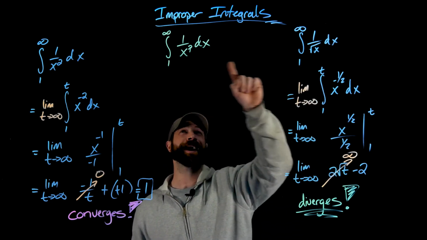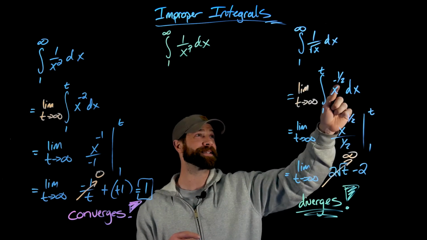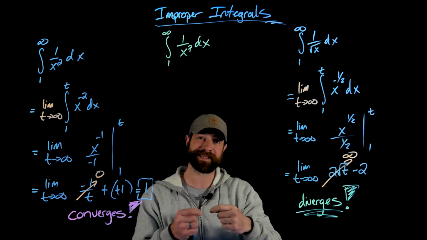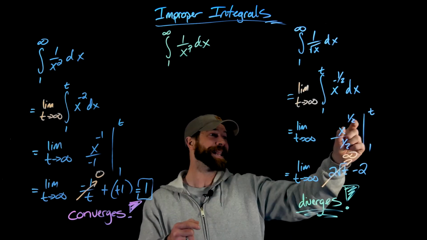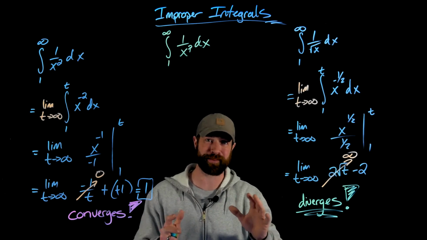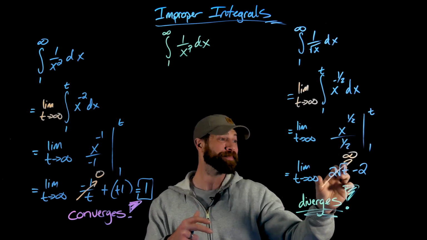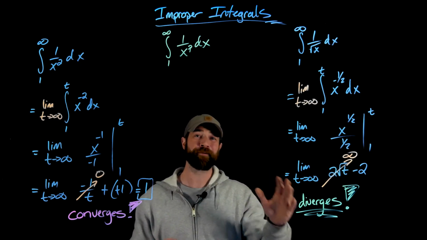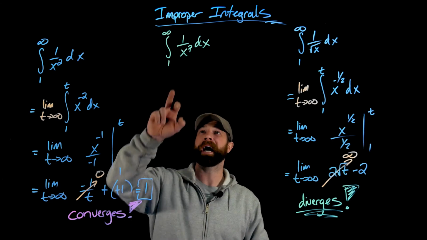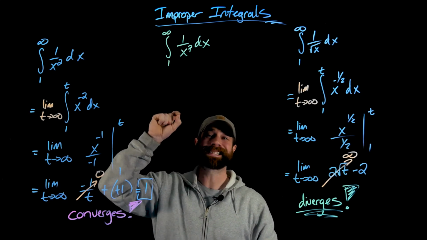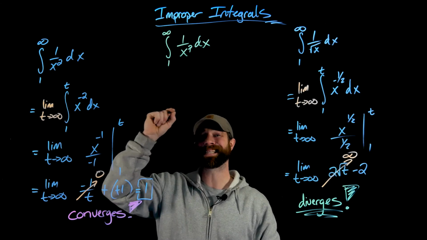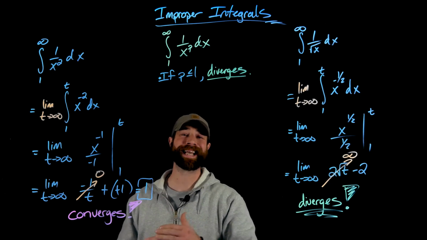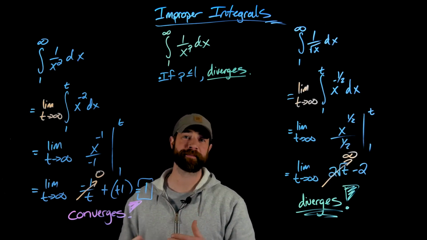Now, if that p-value is less than 1, in this case a 1/2, so x to the 1/2, which becomes x to the -1/2, when I do the anti-power rule and add 1 to it, then I'm going to get an expression that's not a rational expression anymore. The term that I plug the infinity into is not going to go to 0. Therefore, generally speaking, I would say if this p-value is equal to 1 or less, it's a divergent improper integral. And if my p-value in this case is bigger than 1, then it will be convergent.